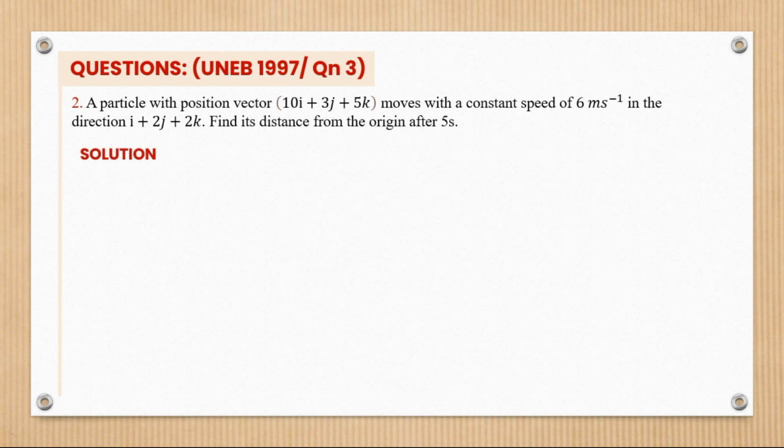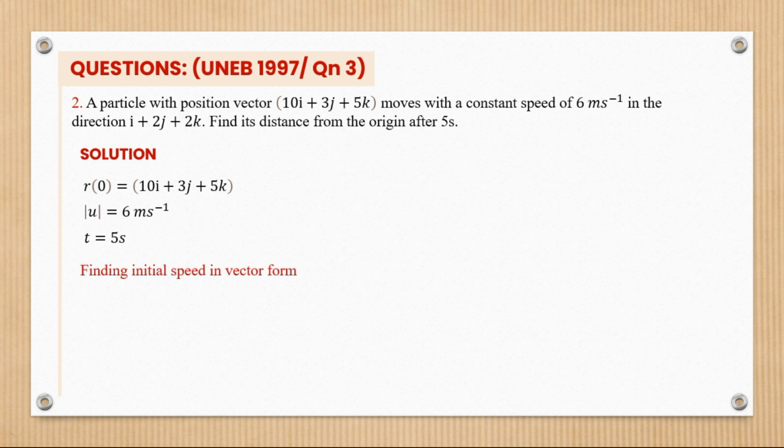Alright, so how do we solve this? Let's first look at what has been given. We've been given the initial position vector as 10i plus 3j plus 5k. Then we've been given the magnitude of the speed as 6 meters per second. And then the time taken is 5 seconds.